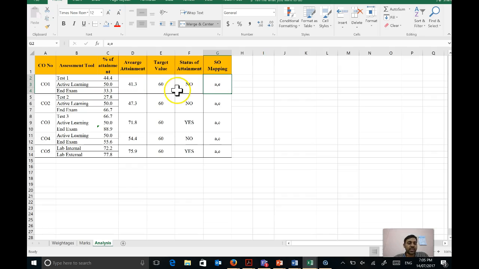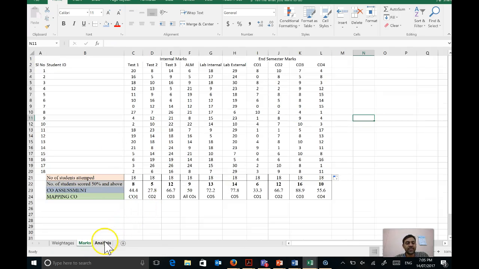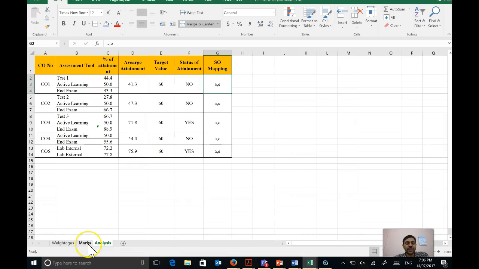Whenever there is non-attainment of the COs, we need to make sure we show the remedial actions. That's the other documentation part, which doesn't fall under this Excel sheet. So that's how you get the analysis. Here I've also shown test 1, active learning and exam, and this is a weighted average. The system will take care of all these formulae. I've put in all the formulas, so you should be able to just look into this table. All you need to do is fill up these weightages and marks and these individual marks, and then you get all this table by itself.